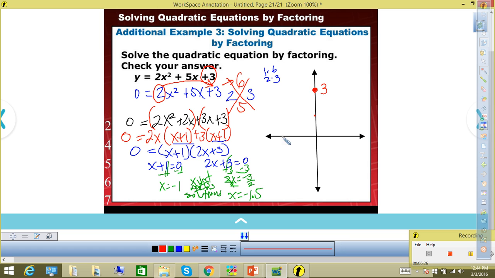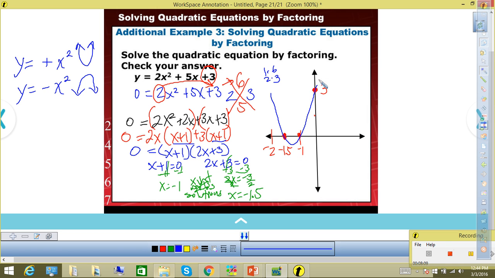Our x-intercept is -1, which is right here. -2 is over here. Therefore, -1 and 1/2 is about right there. All right, let's graph this. And just a refresher, if a quadratic equation has a positive coefficient, it's a happy face, yes? If it has a negative coefficient on the first term, it's a frown, yes? Therefore, we go from left to right. And there it is.